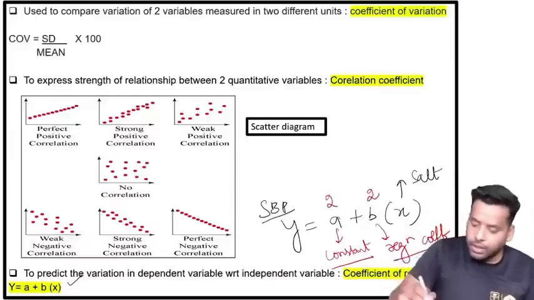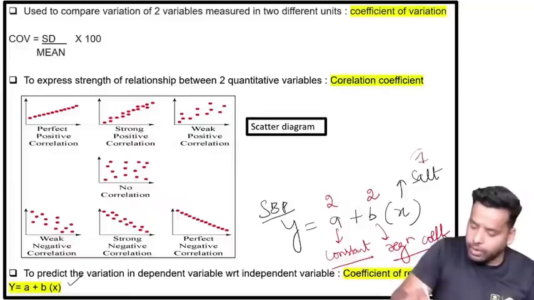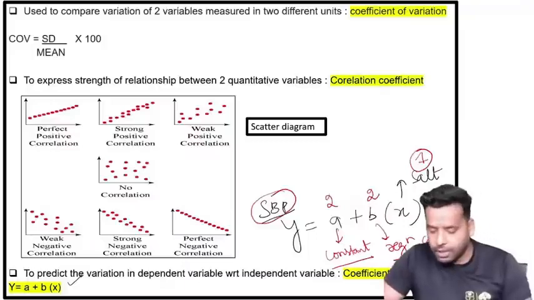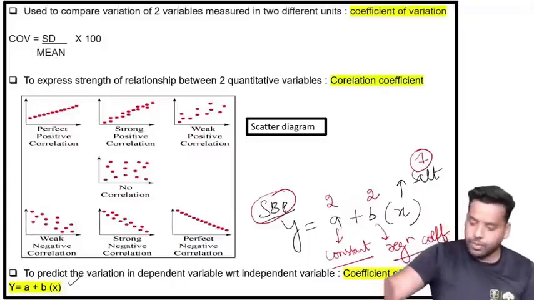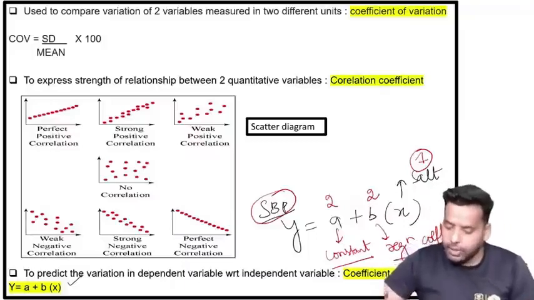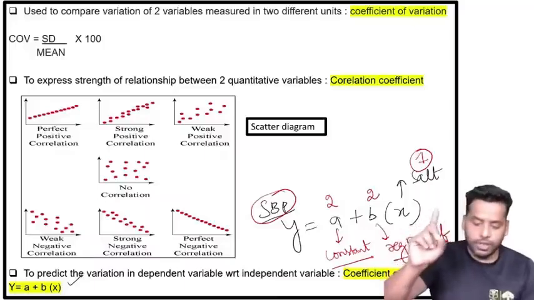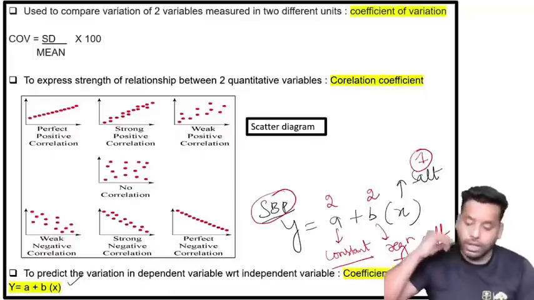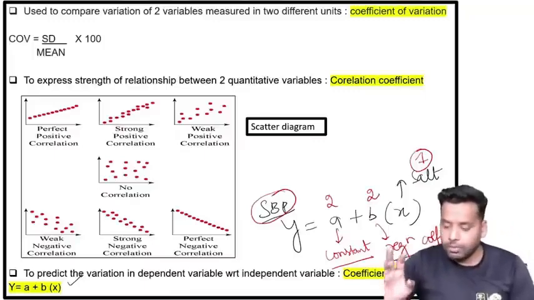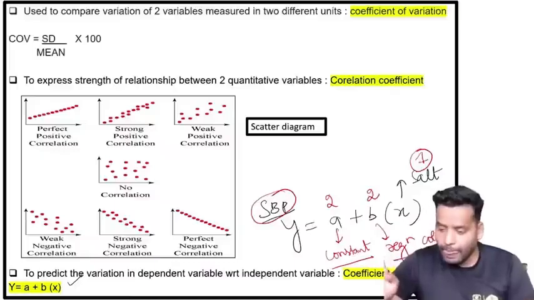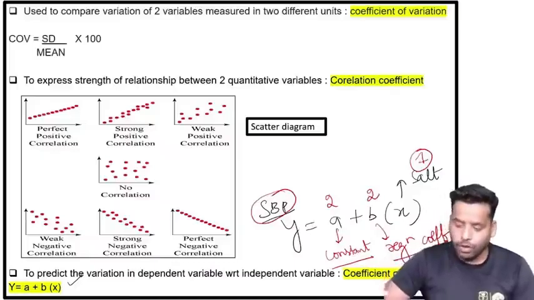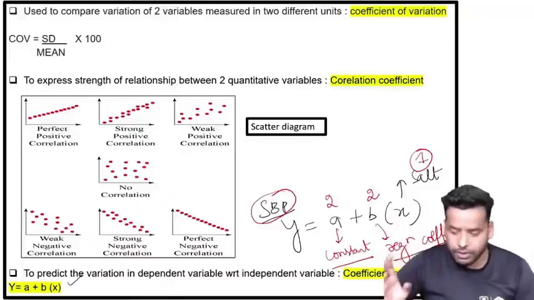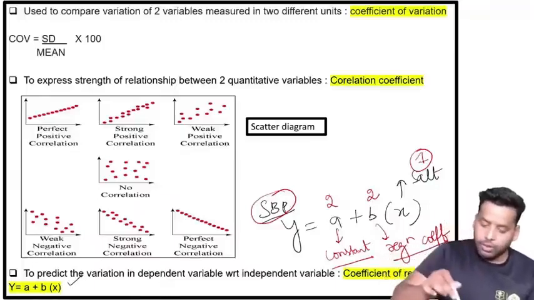Now listen, if I increase my salt intake by 1 gram, how much will be the impact on systolic blood pressure? See the equation properly. 2 plus 2 into 1, 2 plus 2, 4. By how much will it change? By 4 millimeter of mercury. Yes, good. This is the use of regression.